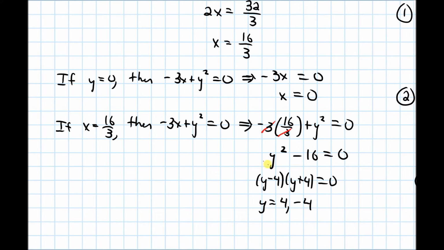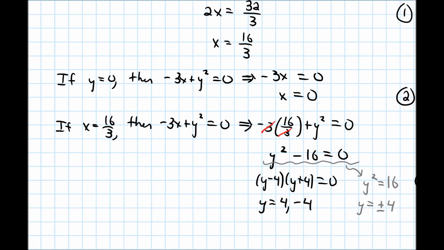So I could have also solved this equation by just moving the 16 over. So I get y squared equals 16, and then square rooting both sides. That would have given me y equals 4, but when I square root both sides, I got to put a plus or minus. So we would have gotten plus or minus 4. So I could have solved it in that way as well. All right.